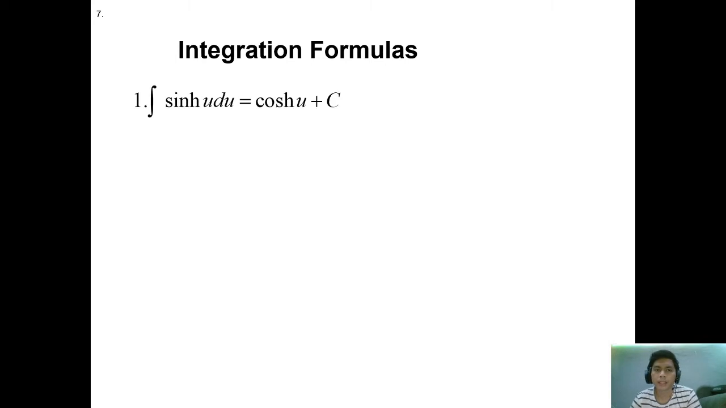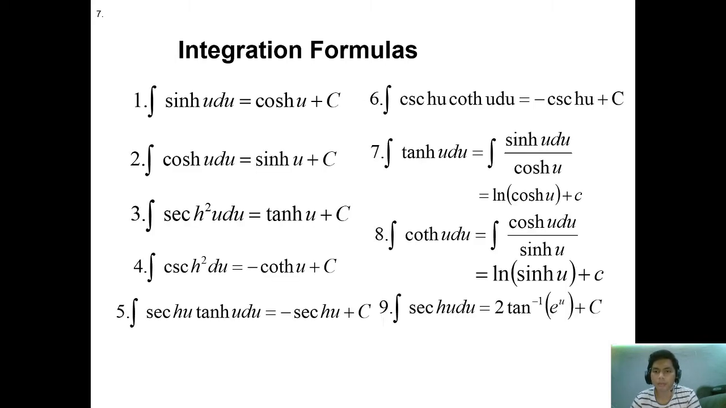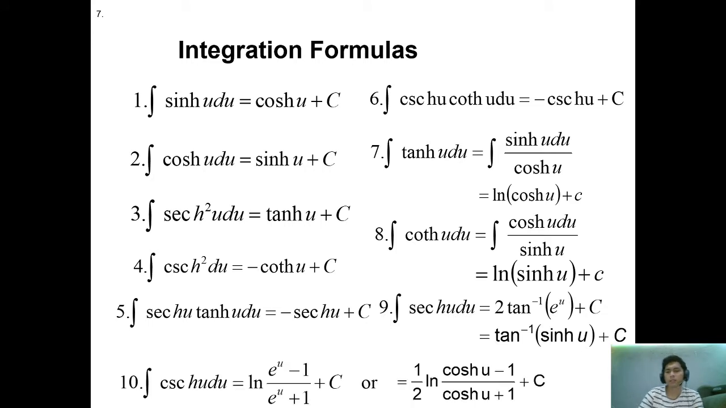Now again, these are the integration formulas that you have to remember all the time. So you can pause this video and copy everything. So for number one, the integral of sinh u du is cosh u plus c, or the hyperbolic cosine plus c. For cosine hyperbolic, the integral of the hyperbolic cosine of u du is hyperbolic sine of u plus c.